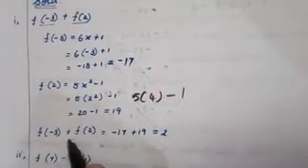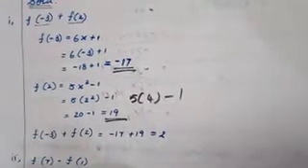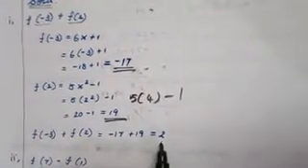Now we want to find f of minus 3 plus f of 2. You have to consider these two values: minus 17 plus 19 equals 2.